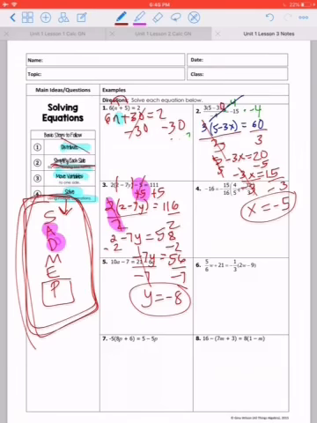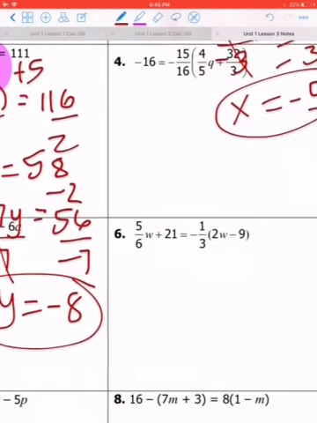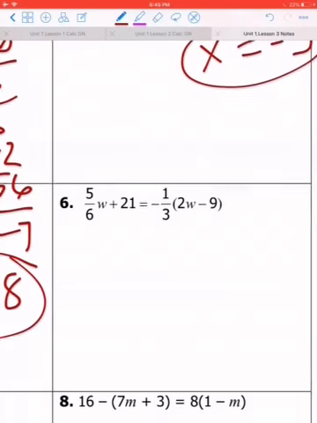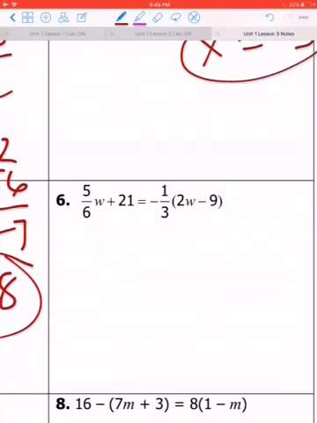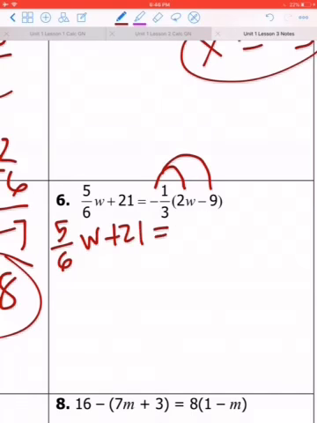So let's keep that in mind for number 6. We have fractions here. Now this is not something where we could just move the 21 because we have w's and numbers on both sides. So we really are going to have to distribute first. So distribute negative 1/3. The left side doesn't change, so I'm just going to rewrite it. So negative 1/3 times 2w is negative 2/3 w. Negative times negative is positive. 1/3 of 9 is 3.